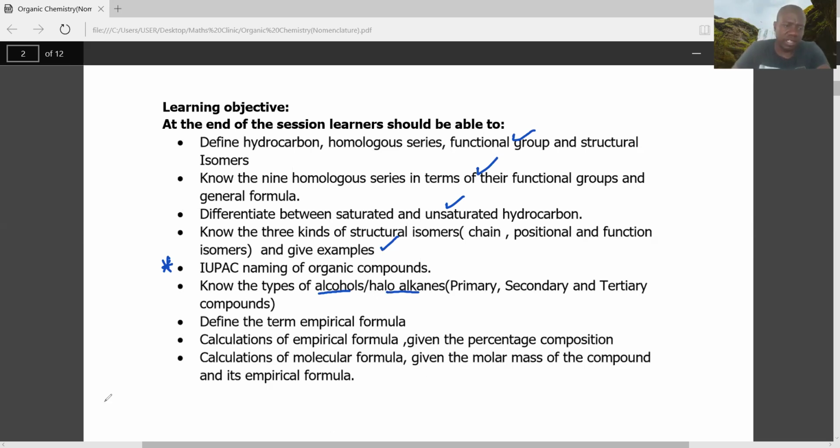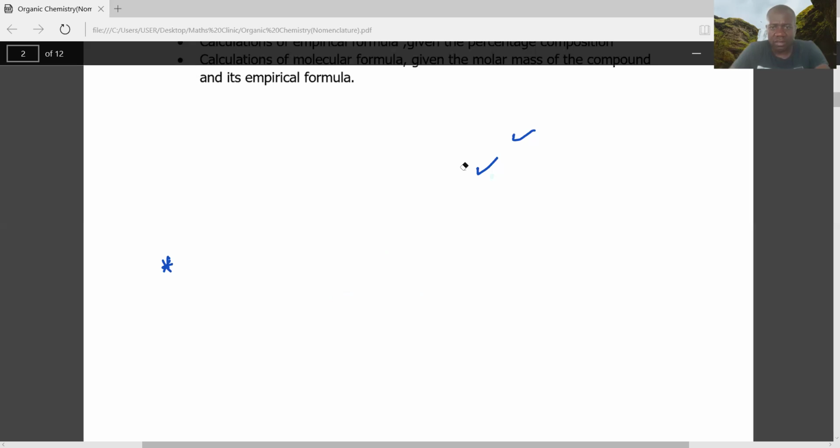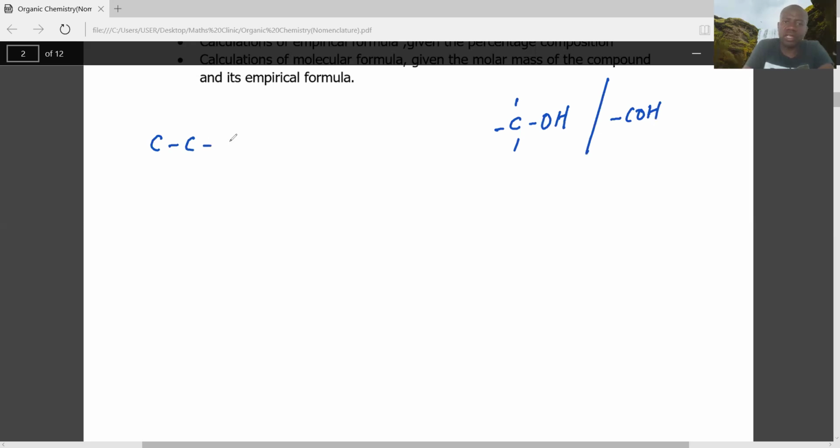All right, let's start with the alcohols first. By the way, guys, what is the functional group of an alcohol? How do we see that we have an alcohol? The functional group of an alcohol is the carbon attached to OH. And what is the OH? Hydroxyl, which is the same as COH. Now look at this. Consider an alcohol. Let's say I have 1, 2, 3.